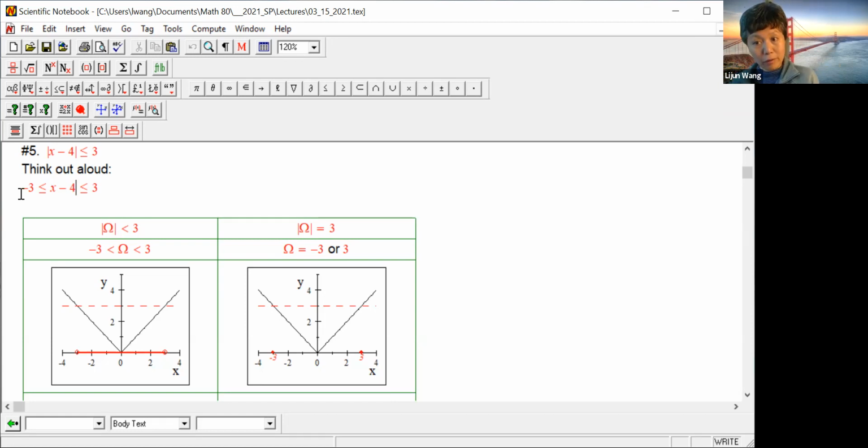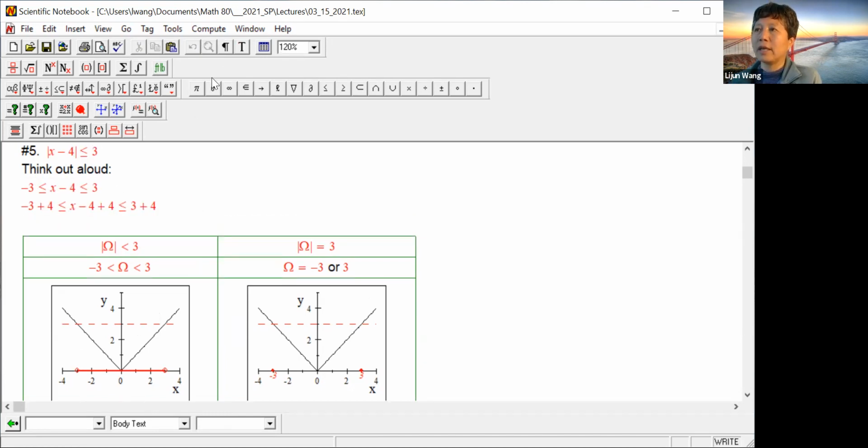And then of course our final goal is to isolate the x. So we're gonna isolate the x by adding 4 on every side. We add 4 here, add 4 here, add 4 here. The rationale is if this is true, then this is true. If this is true, then that is true. And finally, we're gonna get 1 ≤ x ≤ 7. And that's the role of omega.